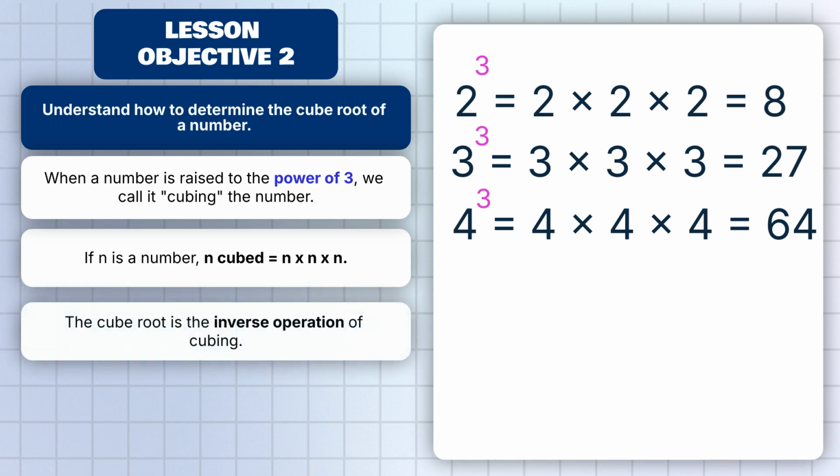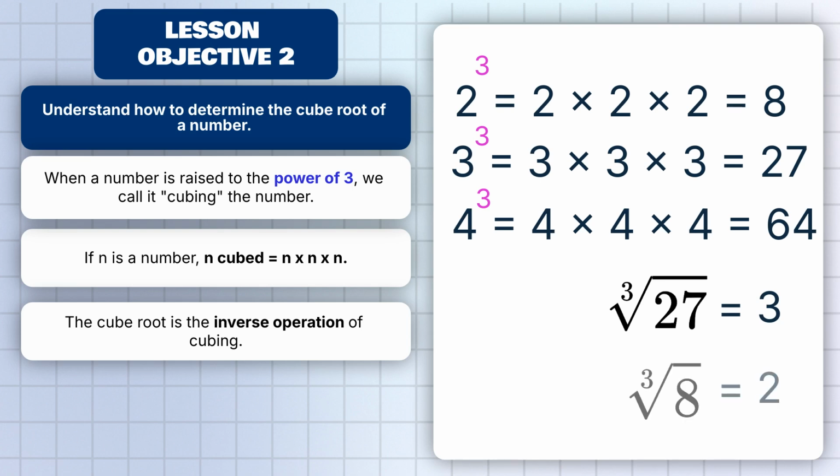The cube root of a number is the inverse operation of cubing. To find the cube root, we ask ourselves, what number, when multiplied by itself twice, gives us this number? So looking at our examples, the cube root of 27 is 3. This is because 3 times 3 times 3 is equal to 27. Likewise, the cube root of 8 is 2. This is because 2 multiplied by 2 multiplied by 2 is equal to 8.